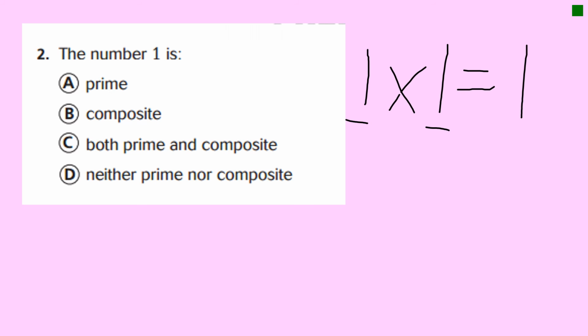Okay, so we say that the number 1 is neither prime nor composite. 1 is just a little special star, isn't it? Number 1, you're a star. You are neither prime nor composite. You're just the number 1. Okay? So don't let that one trick you. Let's keep going.